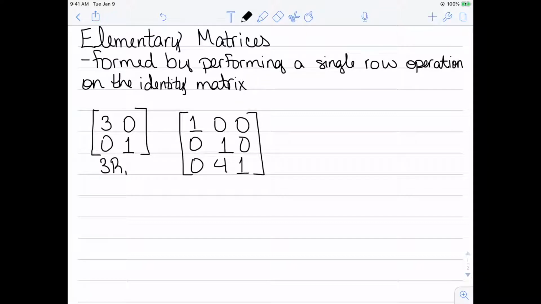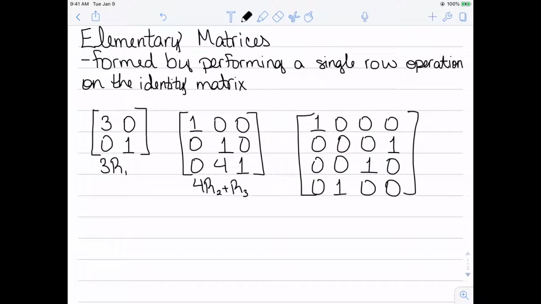Here's one where I started with the 3 by 3 identity matrix and I did 4 row 2 plus row 3. And here's a 4 by 4 example of an elementary matrix where I switched row 2 and row 4. Elementary matrices are going to be very helpful in us finding our inverse matrices.